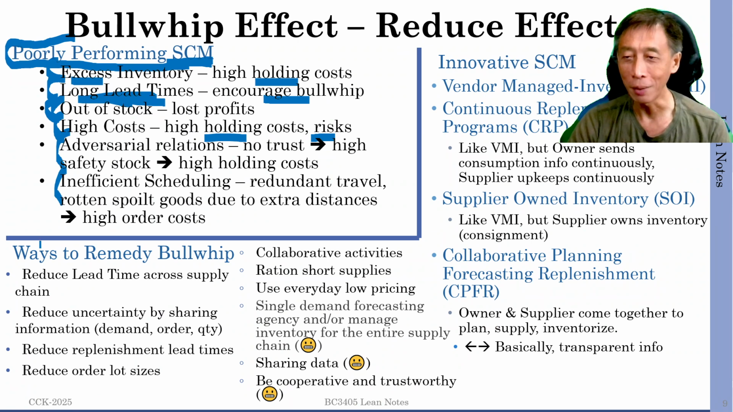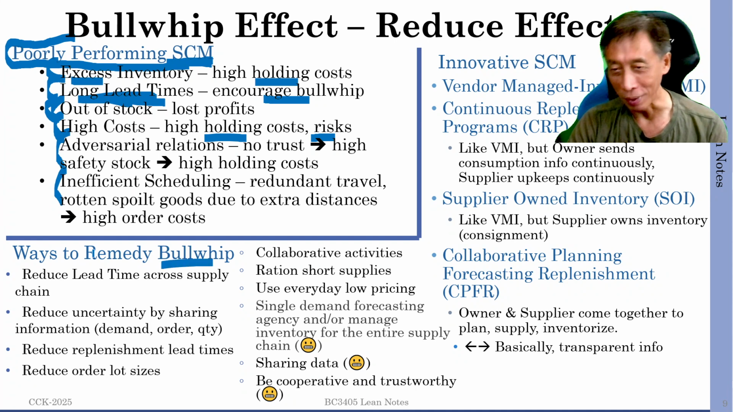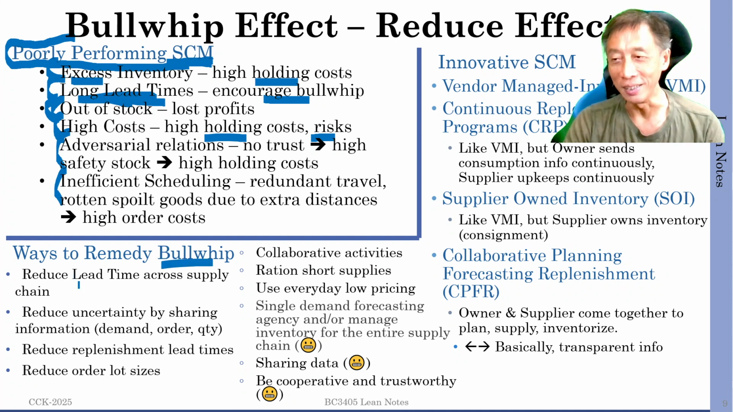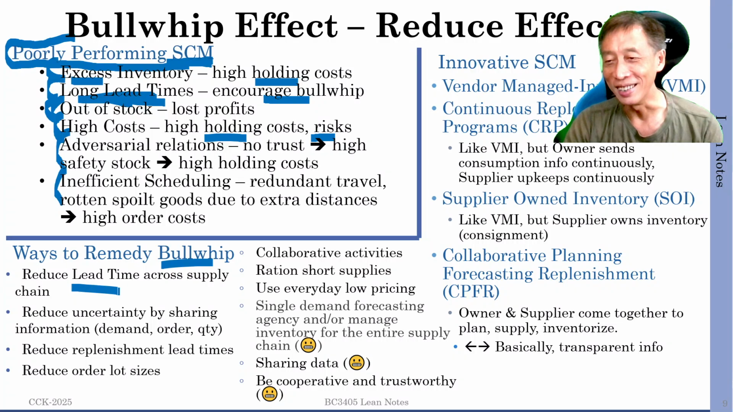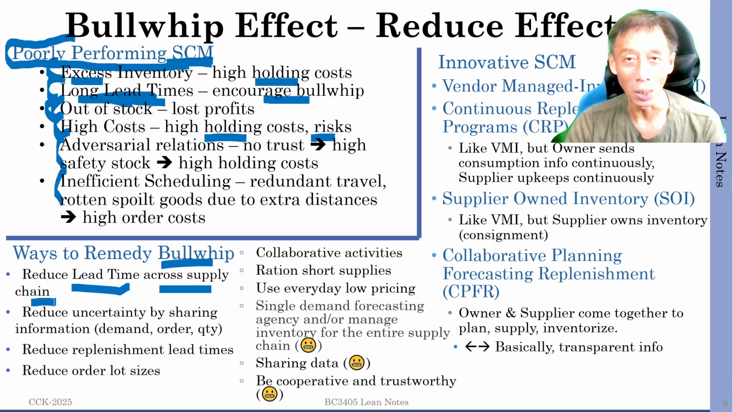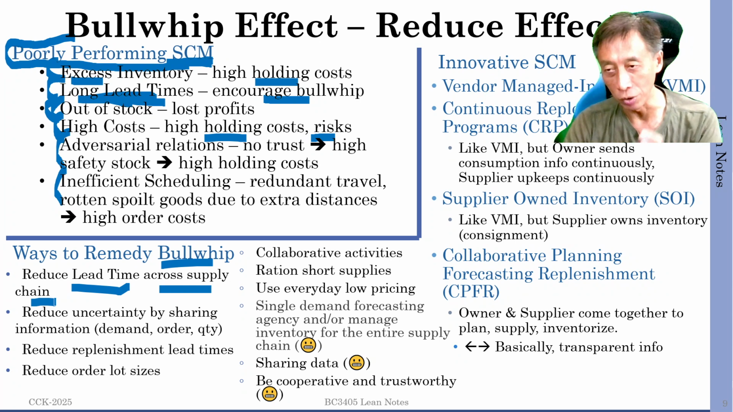How do we overcome that? Overcome the bullwhip effect. Very easy, right? So do all the right things. Reduce lead time across everyone. Don't just focus on one. Everyone's lead time needs to be reduced.